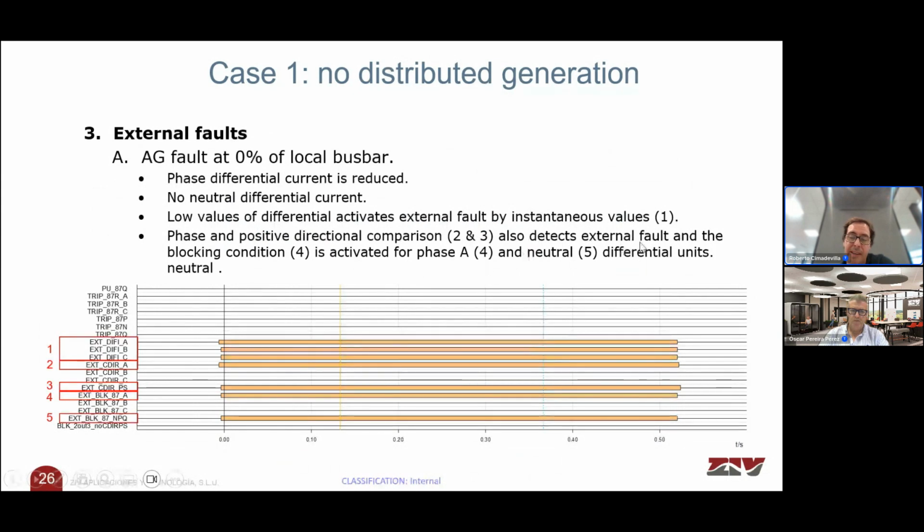So we detect the external fault and we can block the differential unit in phase A and the neutral differential units with this external fault detector. So we don't see any problem with no distributed generation.